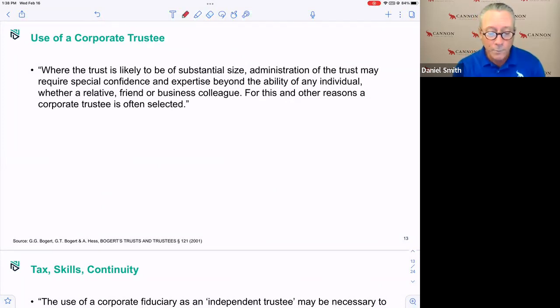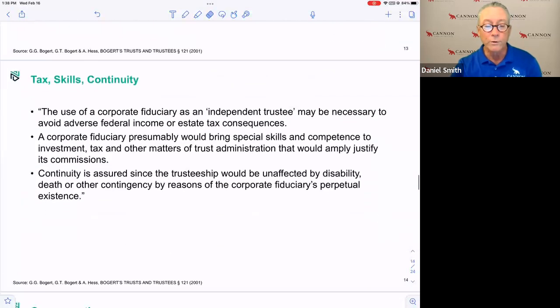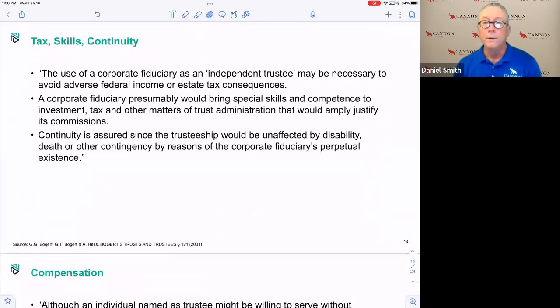In Bogart, which is a legal premise, where there is a trust of substantial size, administration of the trust may require special confidence and expertise beyond the ability of an individual or a relative or friend or business colleague. This is for reasons the corporate trustee is often selected. So again, looking at the nature of what we do, we tend to work with the wealthier people in society, and trust companies often have minimums as a result of that. There's a lot of work and infrastructure that is necessary for that.